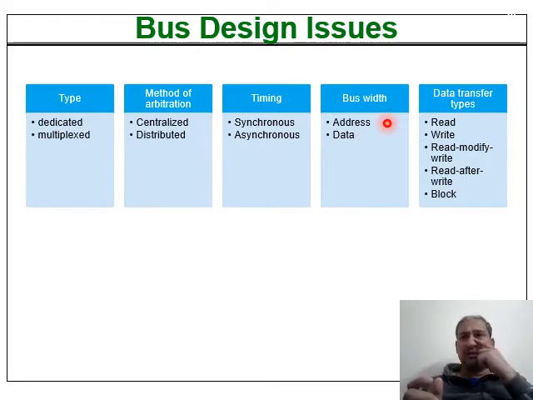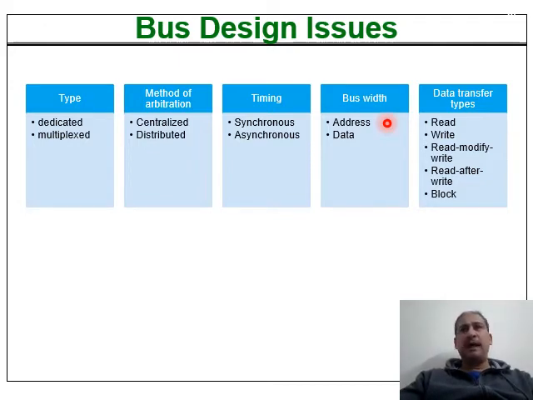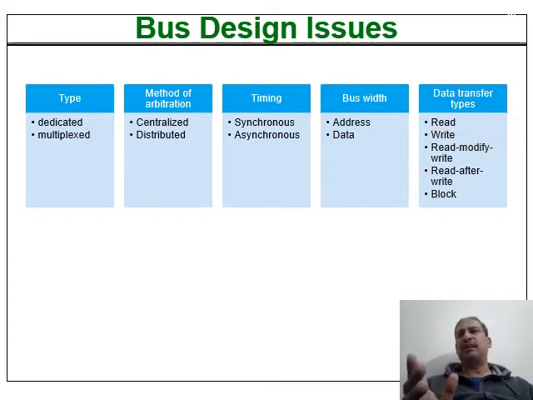We have already talked about this. The width of the address bus has a significant impact on how many memory locations can be addressed. The width of the data bus has an impact on how many bits of data can be carried at one point in time. So there are different transfer types: read, write, read-modify-write, read after write, block transfer, and so on and so forth.